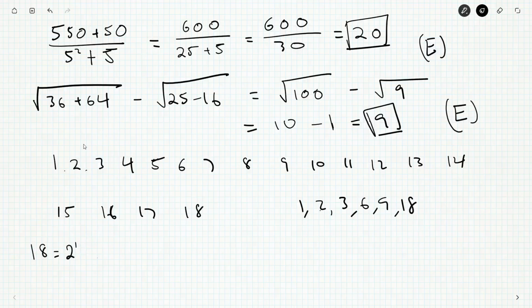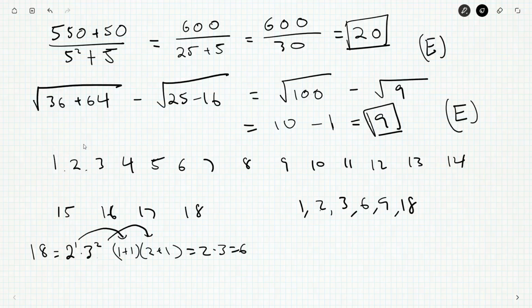But 18 can be written as 2 to the power of 1 times 3 squared. This is called prime factorization. We just write it as a product of powers of distinct primes. And if that's the case, if you want to know how many factors 18 has, take each of these exponents, add 1 to them, and multiply them all out. So we get 2 times 3 is 6.